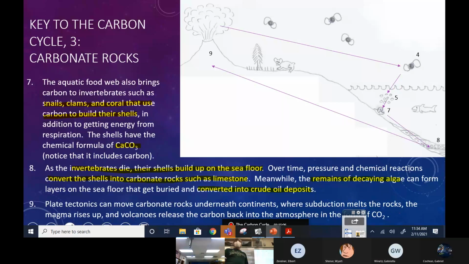Then, after millions of years, plate tectonics can move those carbonate rocks. Subduction occurs, melts the rocks, and volcanoes release the carbon back into the atmosphere. Volcanoes release tons of CO2. This natural increase in CO2 in the atmosphere from volcanoes is something we need to account for.